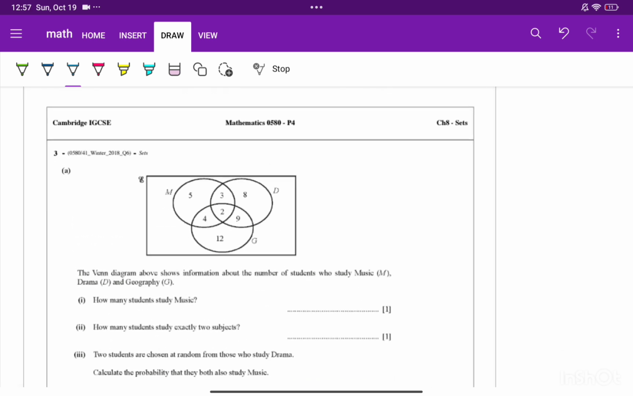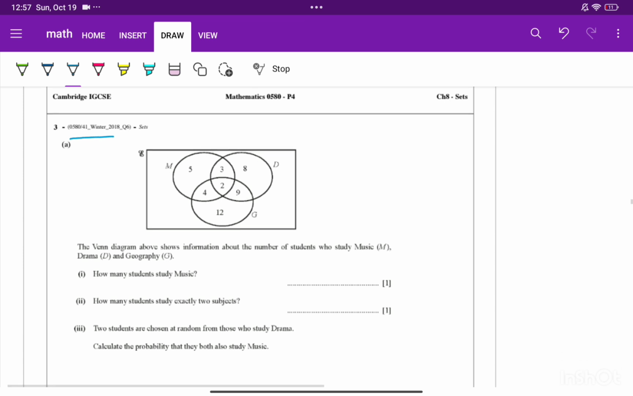This question has been taken from 058041 October November 2018 question 6. The Venn diagram shows information about the number of students who study music, drama and geography. How many students study music? Okay, so they're talking about this 5, 3, 2, 4. So 5 plus 3 plus 2 plus 4, answer is 14.